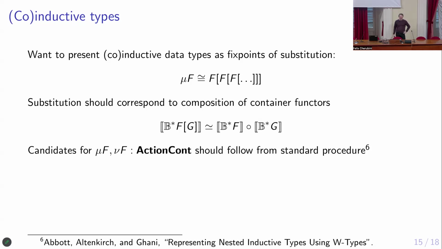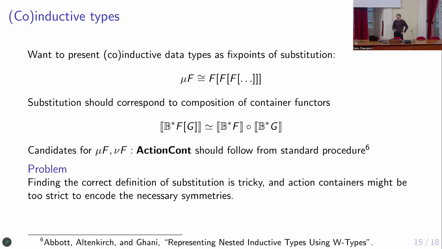And once we have that, somehow the potential candidates should follow from some standard procedure. Once you have a candidate for the substitution definition, what the largest and smallest fixed points for this operation are should be straightforward. But it seems to be a bit of a problem. I can say finding those is tricky, but sure, anything can be tricky. There seems to be some indication, though, that the action containers might be a little too strict to encode the necessary symmetries for how these things interact if you substitute one of these containers into the other, because you might get interesting interactions between different shapes.